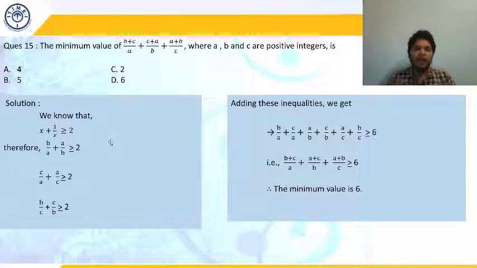So what I have done, I have just used the property that any positive real number and its reciprocal sum is always greater than or equal to 2, and just expanded the given expression and solved it. I hope it is clear to all of you. Okay, let's move on to the next question.